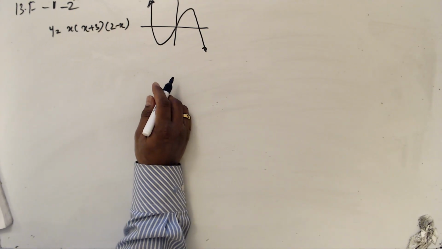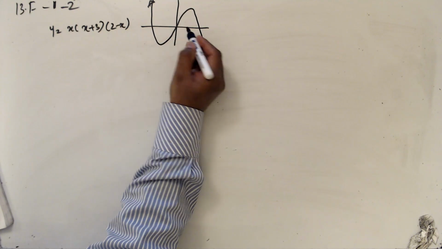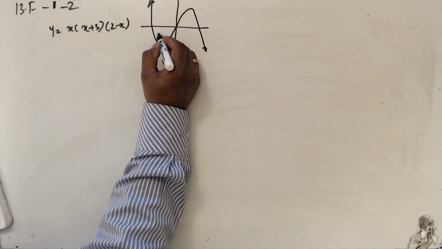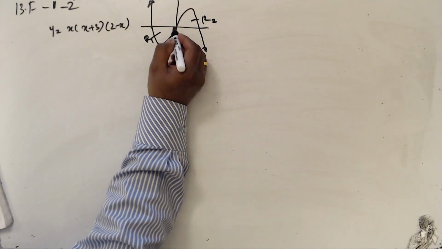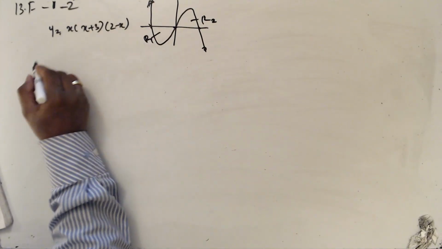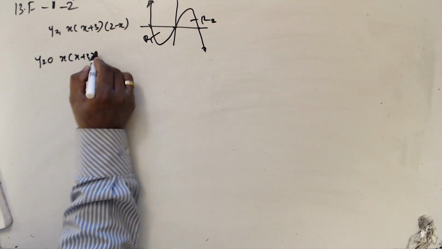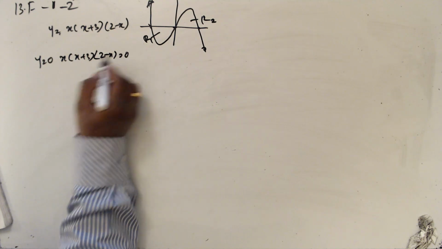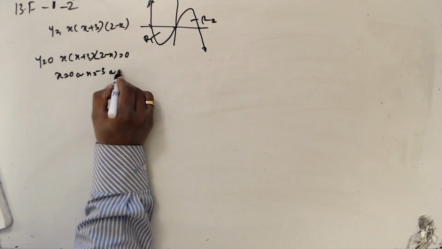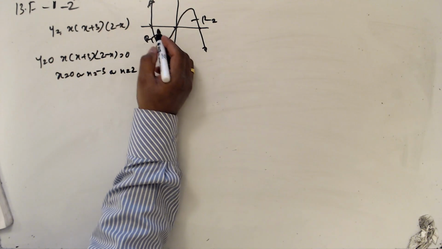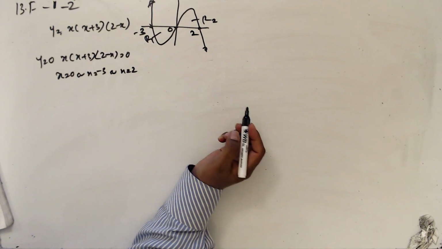Question number 2. y equals x times (x plus 3) times (2 minus x). So this is the curve. This is R1 area, R2 area. We need these points. So when y equals 0, x times (x plus 3) times (2 minus x) equals 0, x equals 0, or x equals minus 3, or x equals 2. So this is going to be minus 3, 0, and 2.